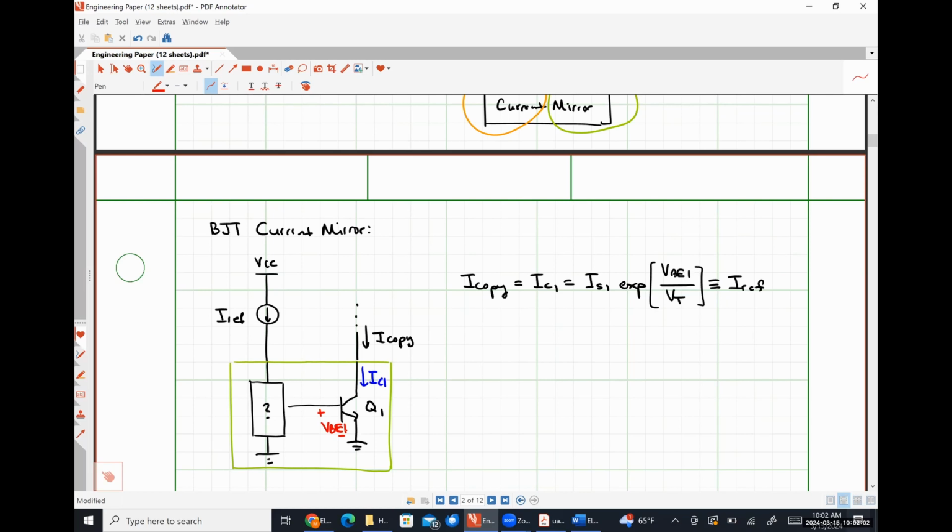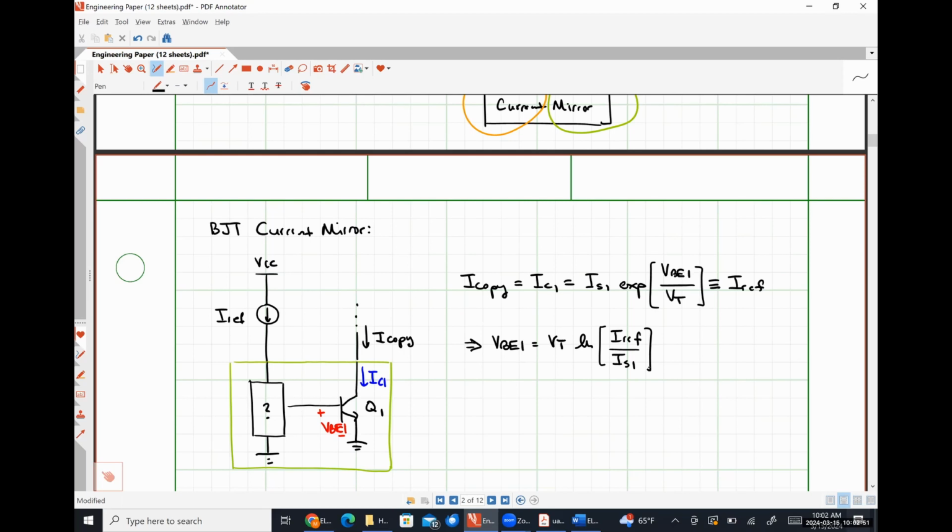And so now I'm going to effectively just work backwards from this to figure out how I'm going to generate that VBE1. Right? So that voltage VBE1 will have to be generated satisfying this requirement. Our thermal voltage times the natural log of our reference current divided by IS1. This is the voltage that needs to be generated by that black box on the left.